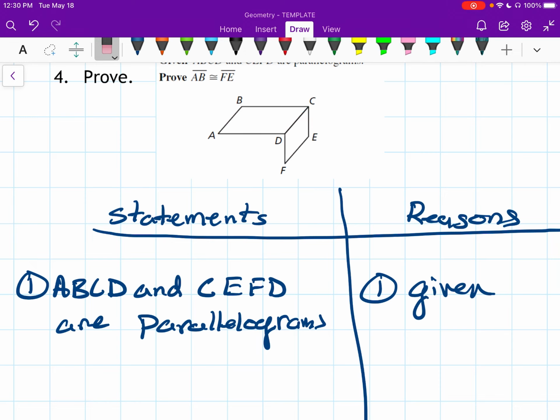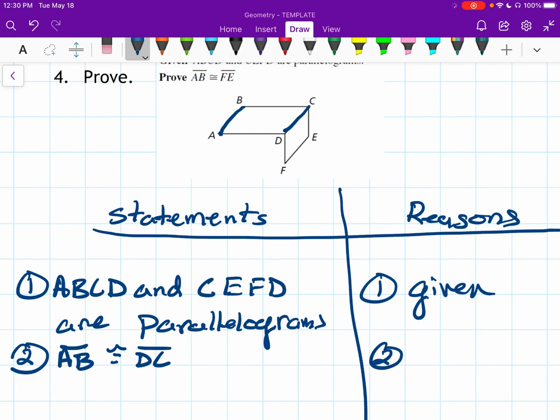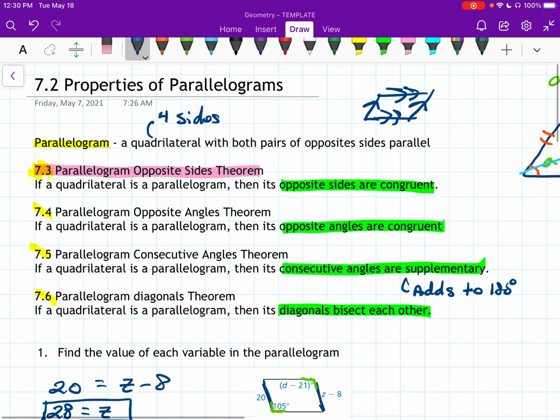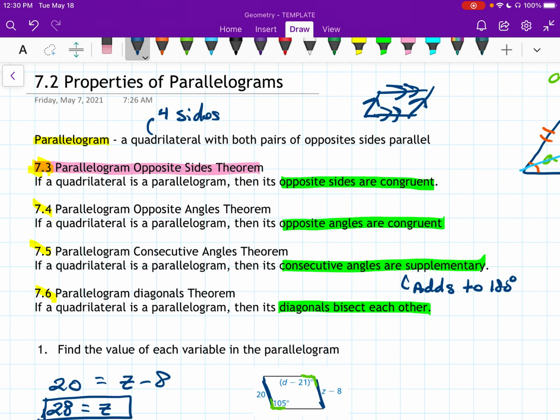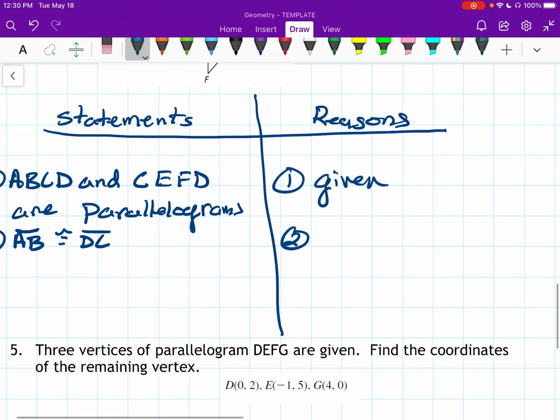Let me erase these. I can say that AB, right, that's this side, is congruent to DC, right? Because, what theorem would that be? What theorem is it that opposite sides are equal? 7.3, the parallelogram opposite sides theorem. So I'm going to call it the 7.3 opposite sides theorem. And I normally abbreviate it to be just THRM.